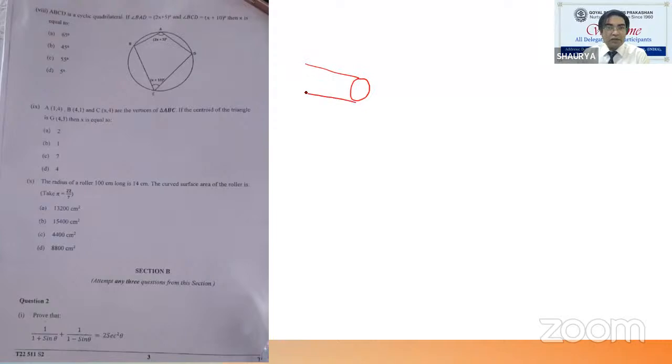So let's say this is a roller, like the ones we use to roll cricket pitches. Its radius is given as 14 centimeter. There should not be any question. 100 centimeter is not the radius, right? It's the length or the height of this cylindrical roller. It's given as 100 centimeter.